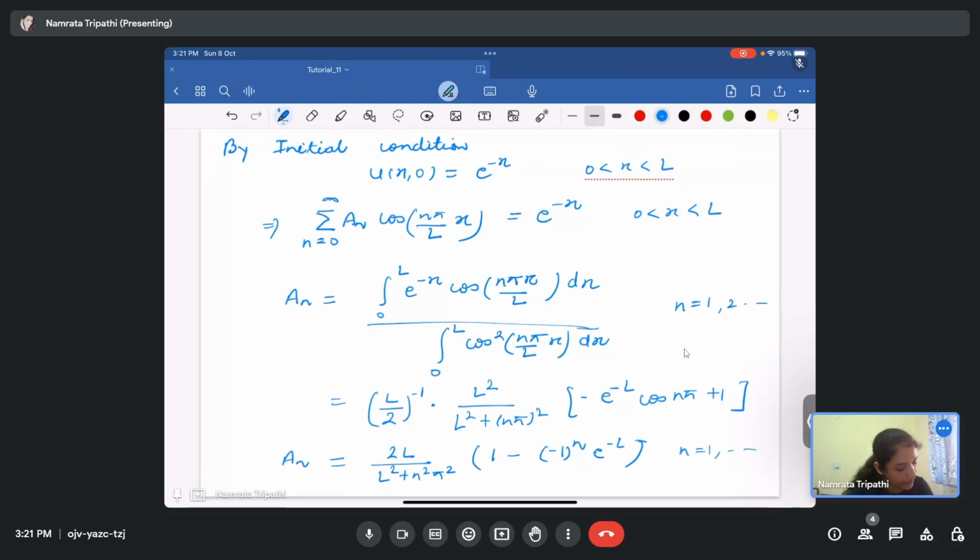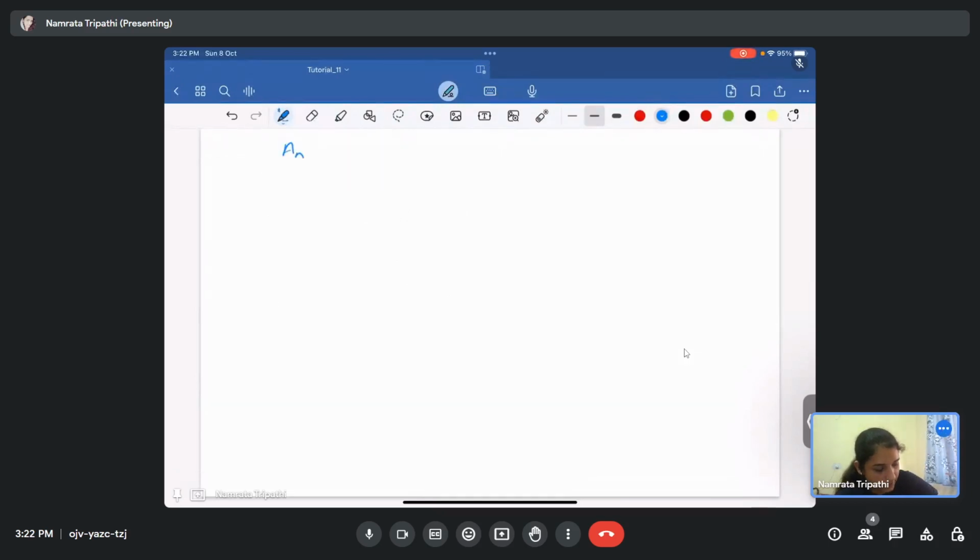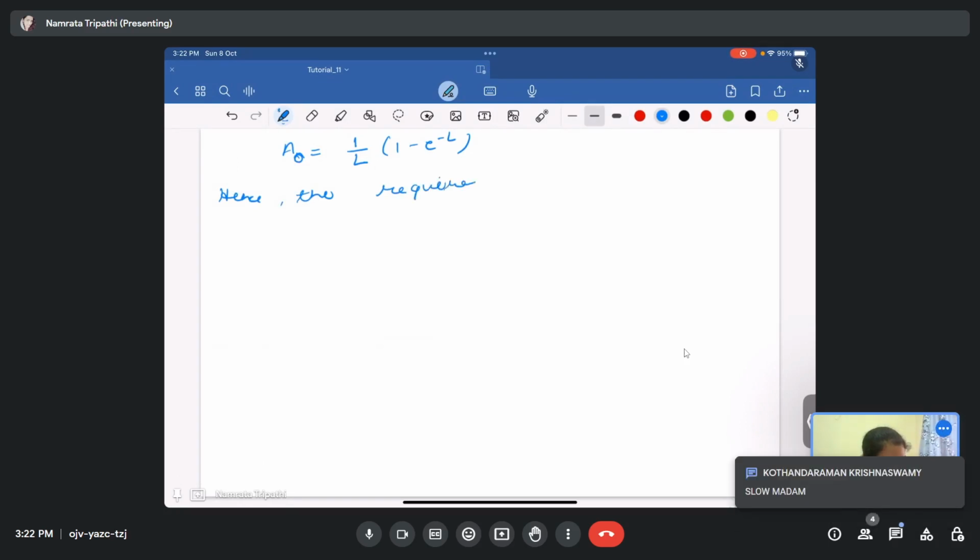What will be the value of a naught? When you put 0, you will get 1 by L, times 1 minus e to the power minus L. So I am writing it separately. Fine. So, sorry, this is a naught. What will be the required solution?